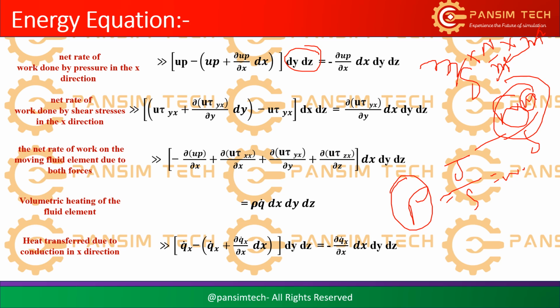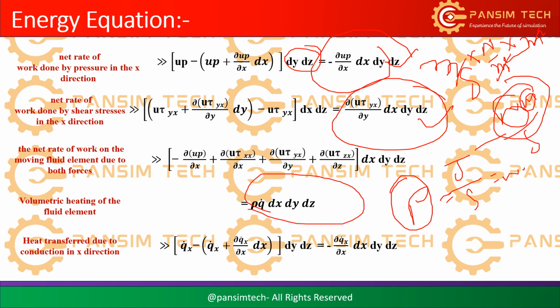So the net rate of work done by shear stress in x direction, same calculation using the partial differential equation. Change in velocity, initial minus final into area. Similarly, initial minus final into area. So this is the term you will get individually. This is for pressure force, this is for shear stress force. And so what is the net work done? You can sum up all this along with the body force, the volumetric heating. The net heat transfer due to conduction in x direction is this. After all this calculation, you can say this is the result.